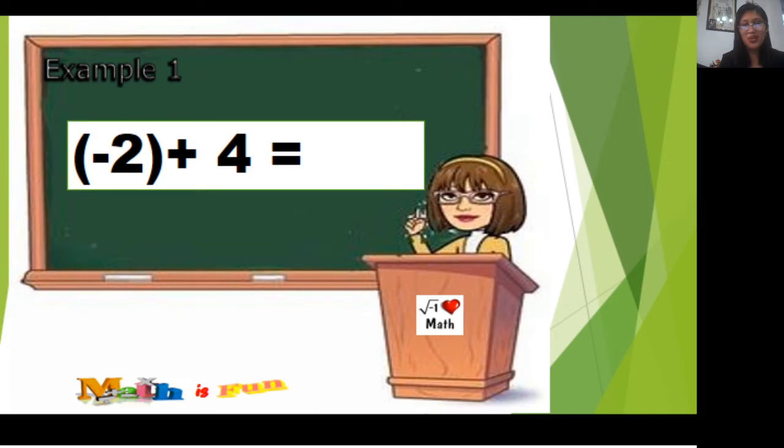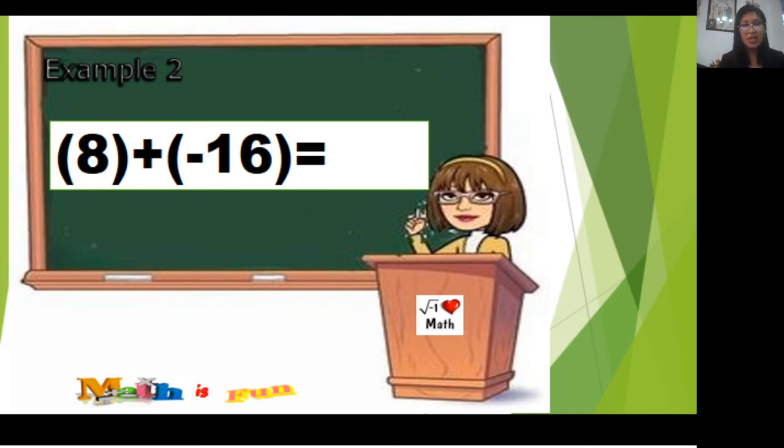Let's have an example for rule number 2. Negative 2 plus 4. These two integers have different signs. One is positive and the other is negative. So, apply rule number 2. Subtract the numbers. 4 minus 2. It is 2, a positive 2. Why? 4 is the integer with the greater absolute value. Its sign is positive. So, you carry the positive sign in the final answer. So, negative 2 plus 4 equals positive 2 or simply 2.